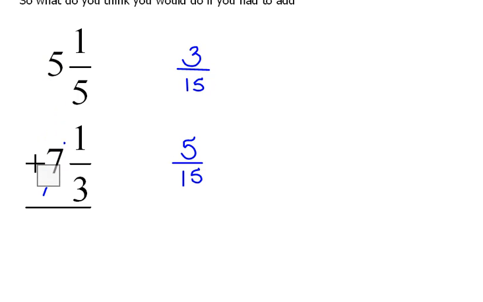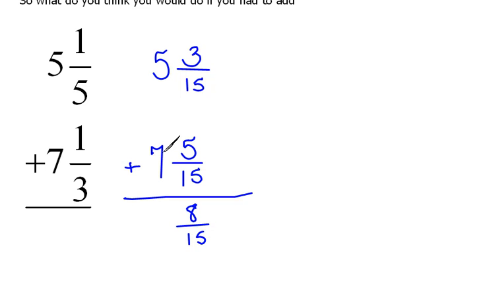Alright, now let me add back in those whole numbers. So this is a 5 and this is a 7. Now let's just add the fraction parts and then the whole number parts. So our 3/15 and our 5/15 would be 8/15, and our 5 and our 7 would be 12. This is how we add mixed numbers. We actually add the fraction part and then the whole number part. So really we already know what to do with this.